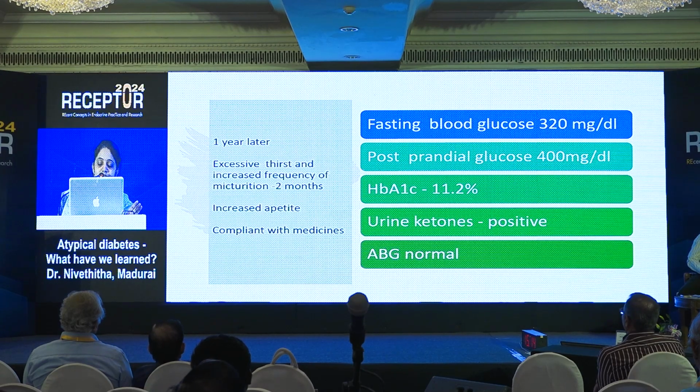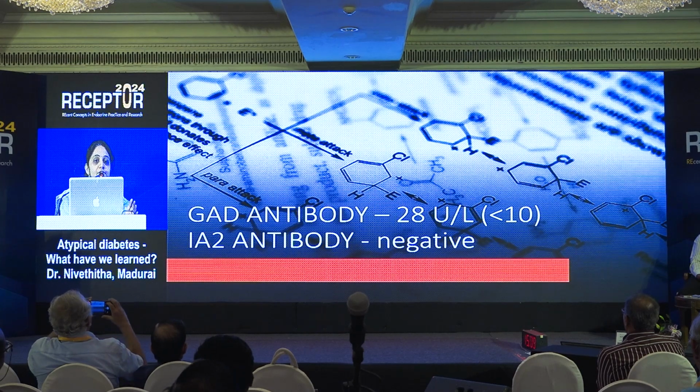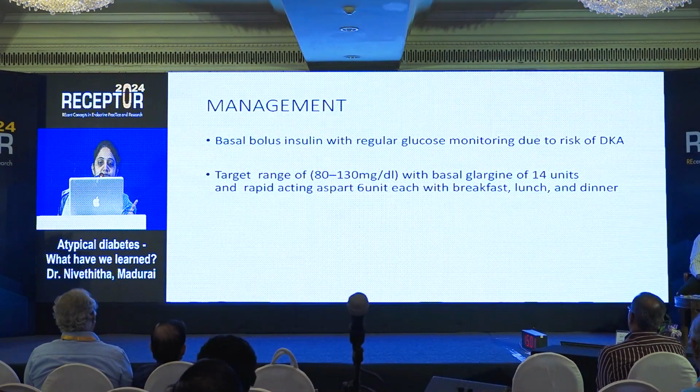So this is how she presents. Now because a 35-year-old female who was initially doing well is now presenting with ketosis, GAD antibody was done, which was positive, and IA2 antibody is negative. So she was managed with a basal bolus insulin regimen and discharged. So what is this actually?